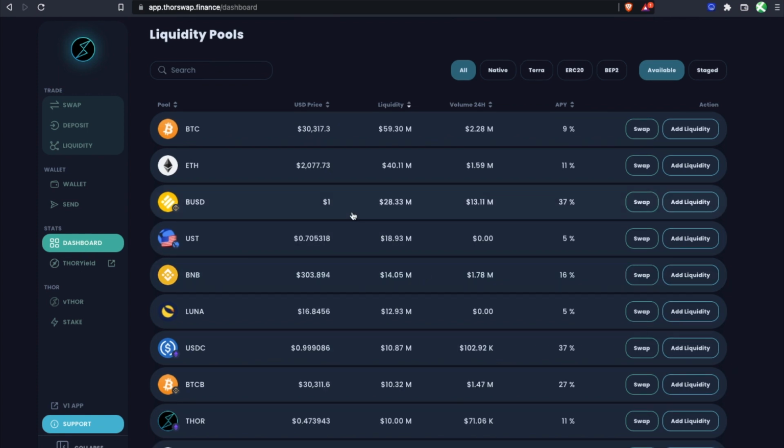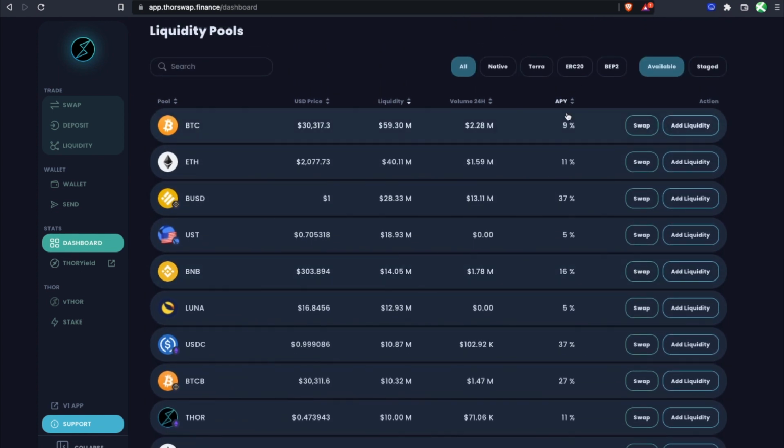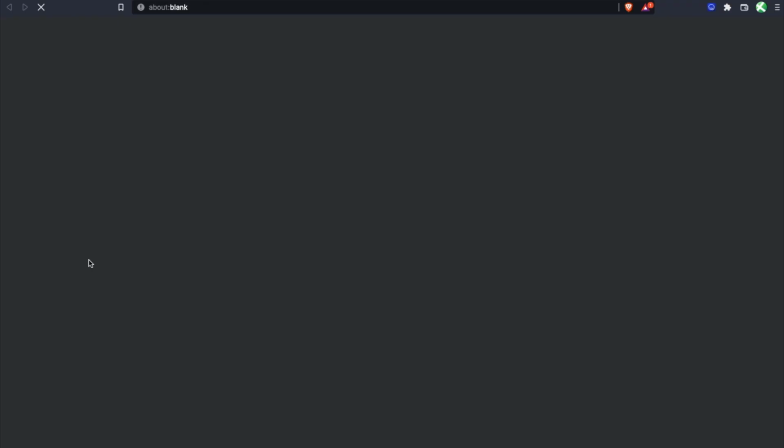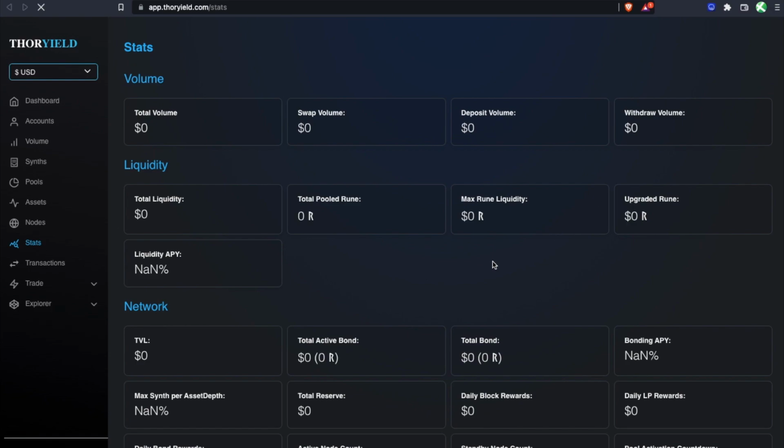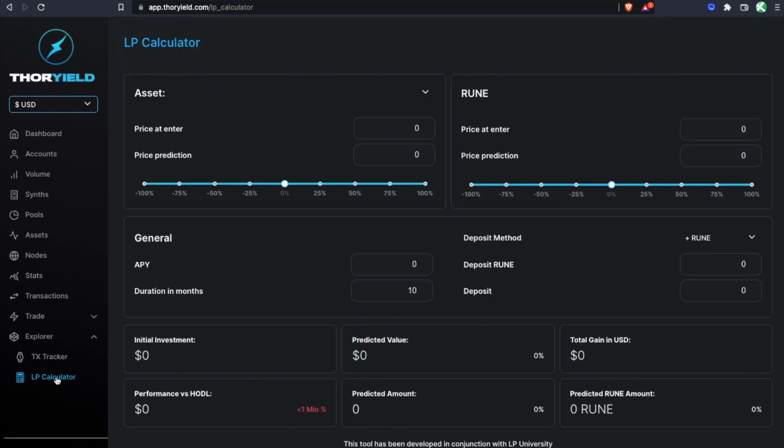So on THORSwap itself, under the dashboard view and liquidity pools, I can see all the different pools available, and I can see the listed APYs right here. But if I go over to THORYield, I'll be able to calculate this in a lot more detail. So let me show you that. On THORYield, we're going to go to Explorer and LP Calculator.